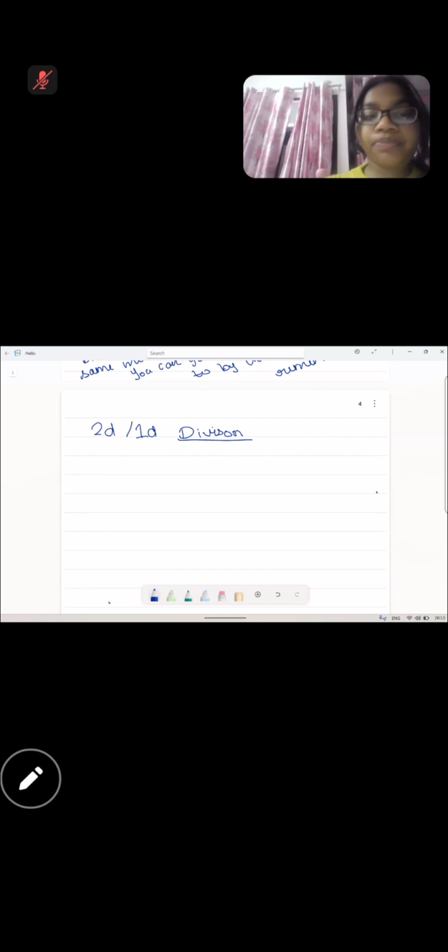2 digit divided by 1 digit division. Okay, what does division mean? Division means repeated subtraction, and multiplication means repeated addition. So we are only going to do repeated subtraction here, which is division.